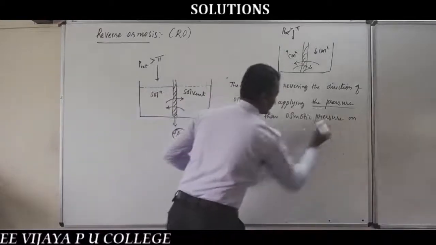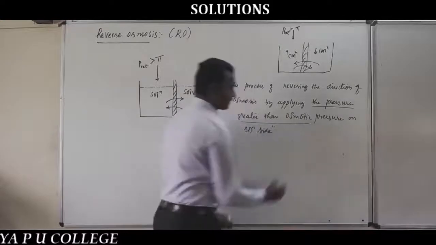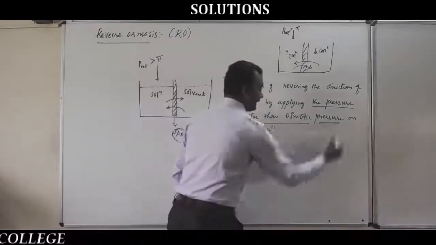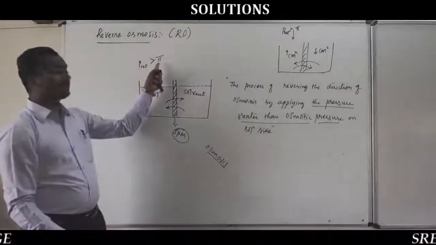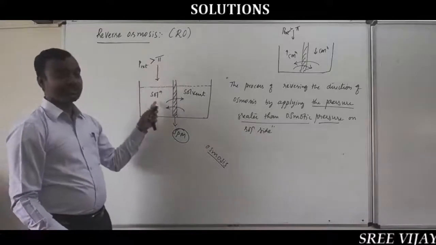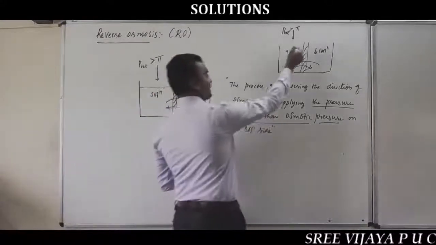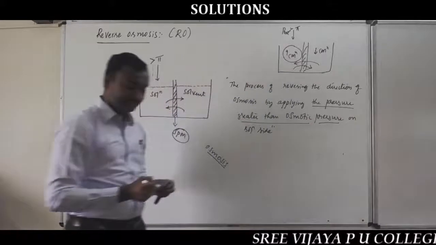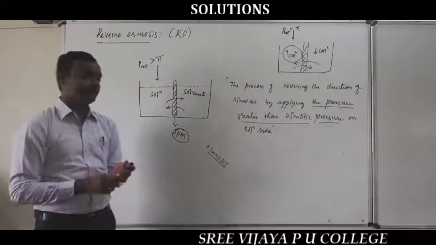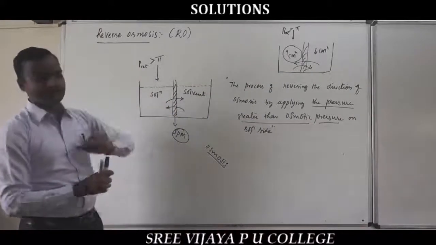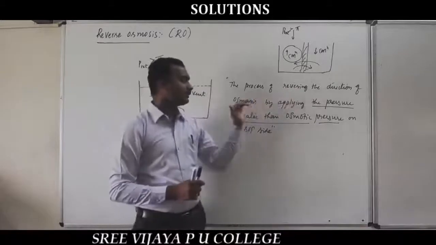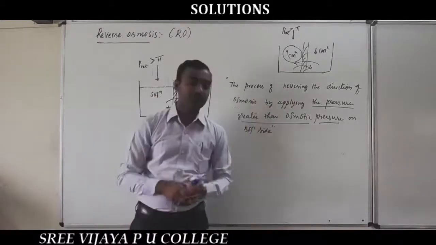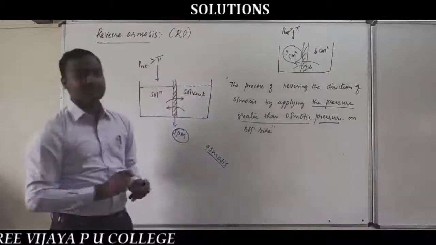This is very important. Pressure should be greater than osmotic pressure. On which side are we going to apply the pressure? On the solution side or the solution of higher concentration side. That is called reverse osmosis. I will define it once again: the process of reversing the direction of osmosis by applying a pressure greater than osmotic pressure on the solution side.